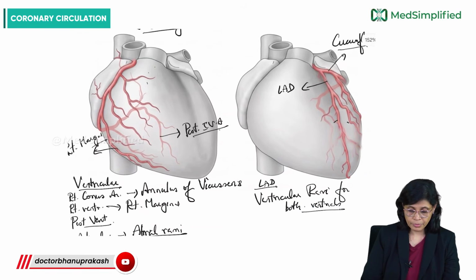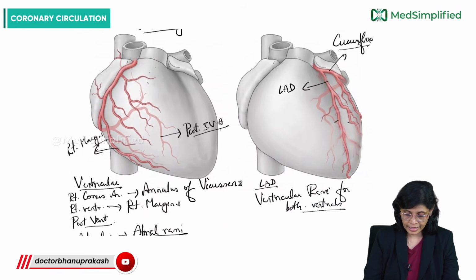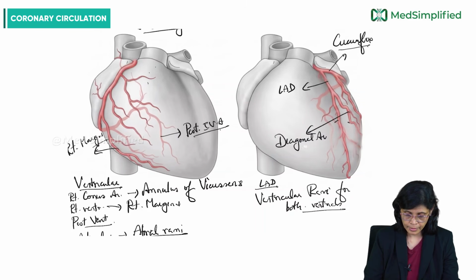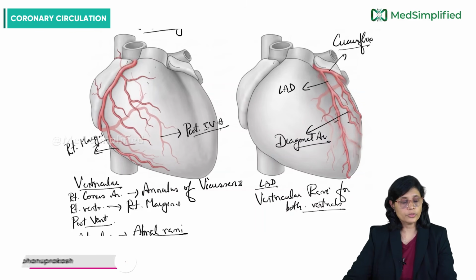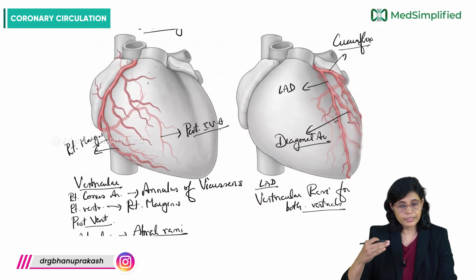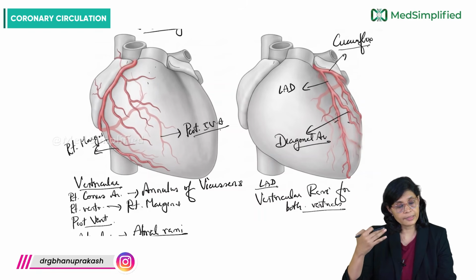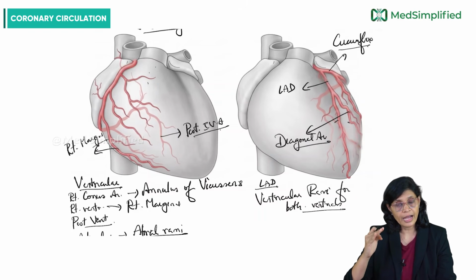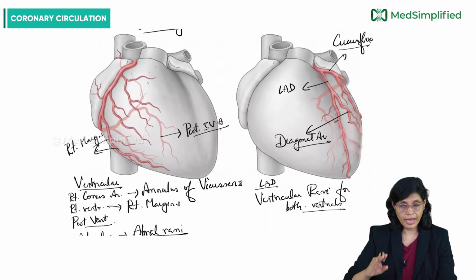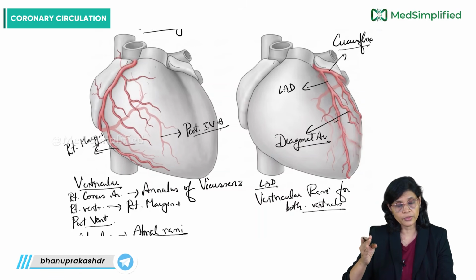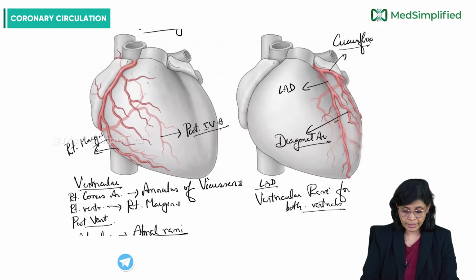Of these, one branch will be very prominent and large, and that is known as the diagonal artery. Then it also gives the septal branches and supplies the anterior superior 2/3 of the ventricular septum. The posterior inferior 1/3 is supplied by the posterior interventricular artery. So the anterior superior 2/3 of the interventricular septum is supplied by the left anterior descending branches. That is about the left anterior descending, or the anterior interventricular artery.